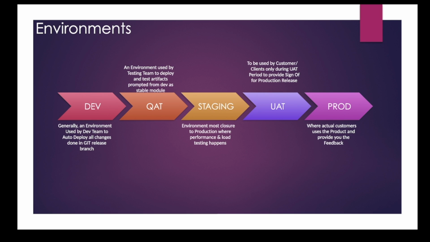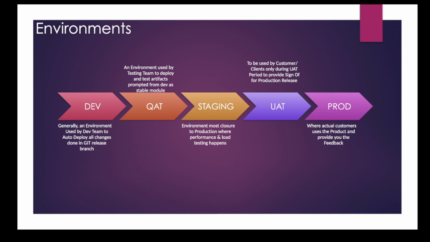Once you have sign off in staging by the testing team, your delivery goes to UAT. This is basically used by customers and clients only during the UAT period. So this can be on and off. Whenever you have a UAT window, you will have this environment, otherwise you will not. Once the client gives a sign off in UAT, you move to production. This is where actual customers will use the product and provide you feedback.